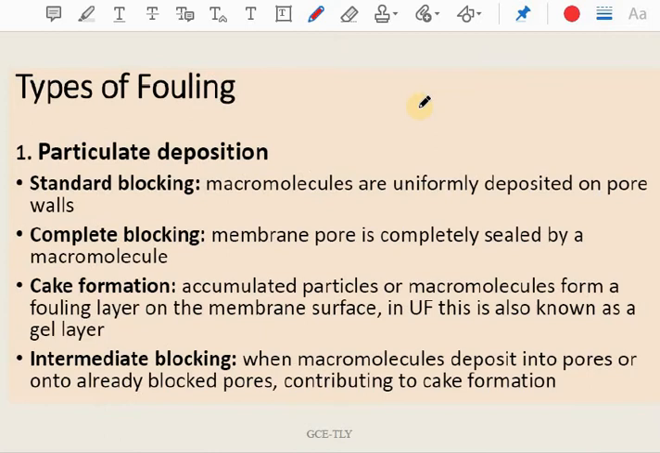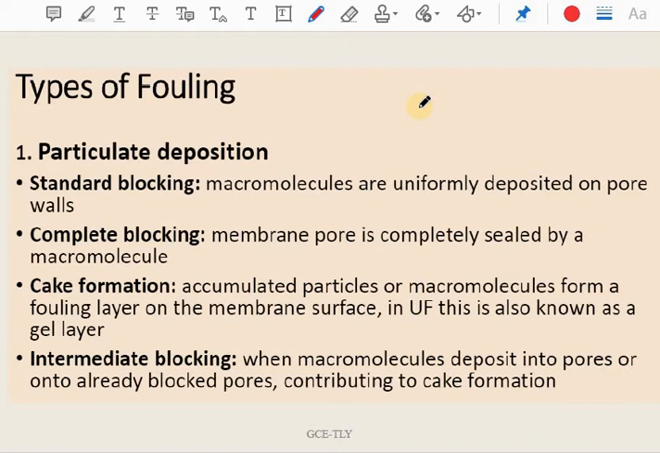Types of fouling. It is classified based on particulate separation as standard blocking, complete blocking, cake formation and intermediate blocking. In standard blocking, the macromolecules are uniformly deposited on the pore walls. In complete blocking, the membrane pore is completely sealed by the macromolecules. In cake formation, the accumulated particles, also known as macromolecules, form a layer over the membrane surface. It is also known as a gel layer.